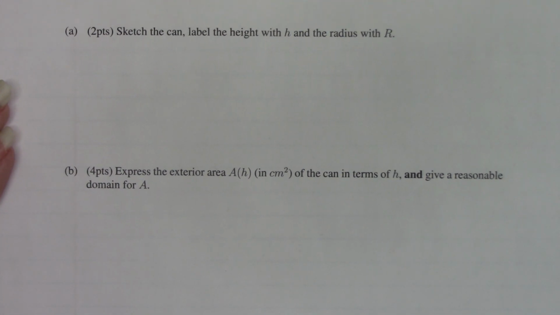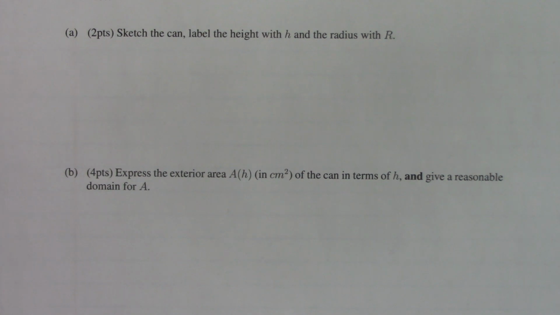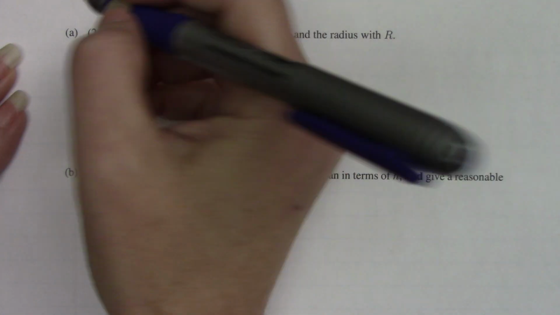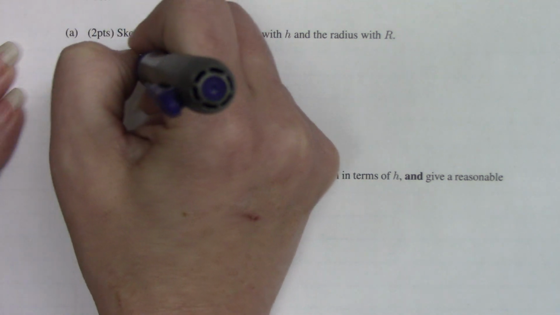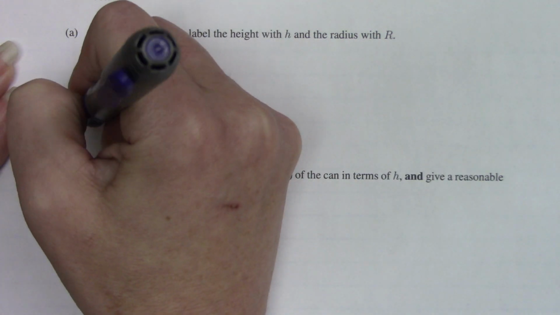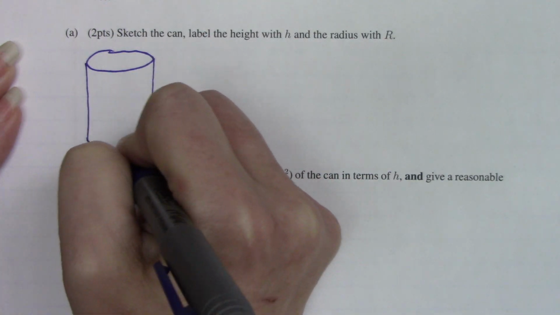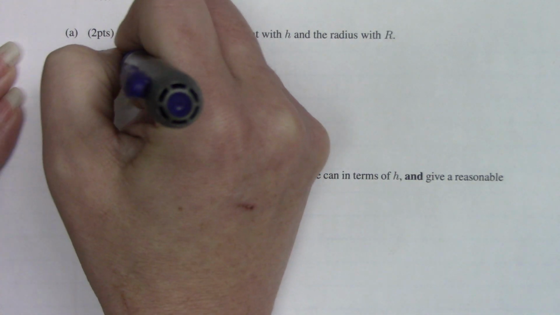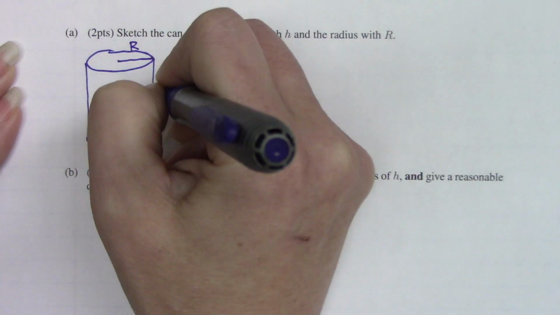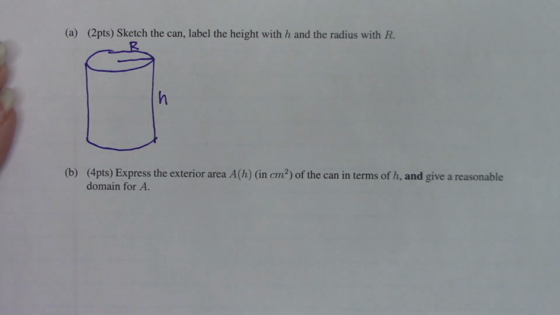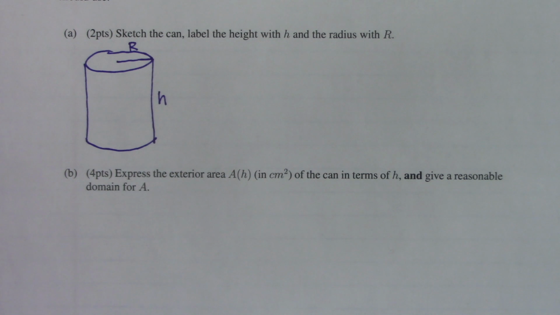Part A says, sketch the can, label the height h and radius r. So we have a cylindrical can. Okay, and the radius, they told us to use capital R, and the height is h. Now, we also want to express the area of the can in terms of height and give a reasonable domain.